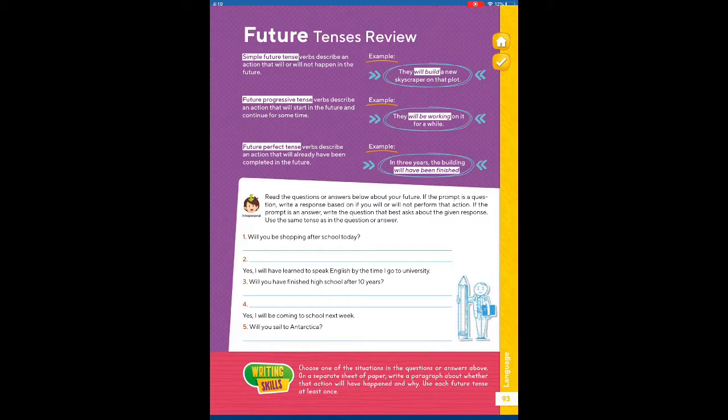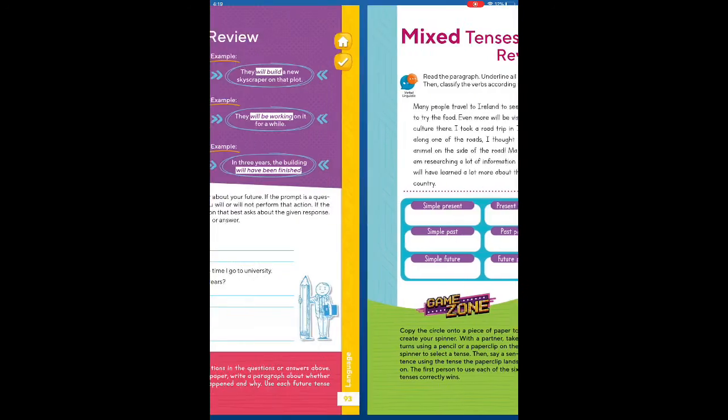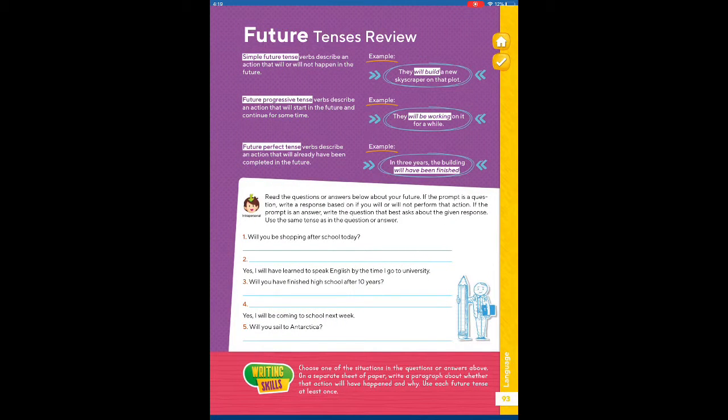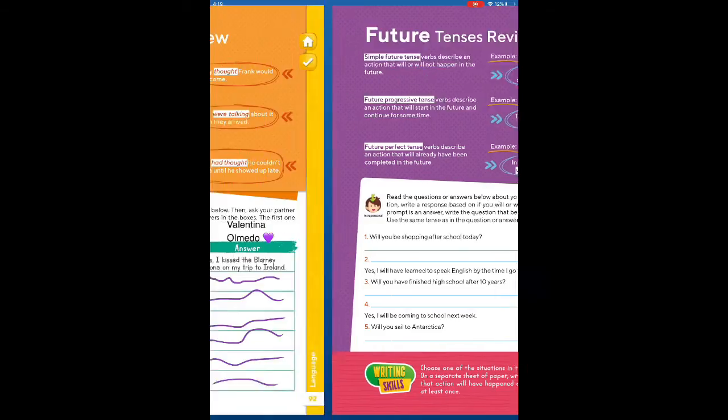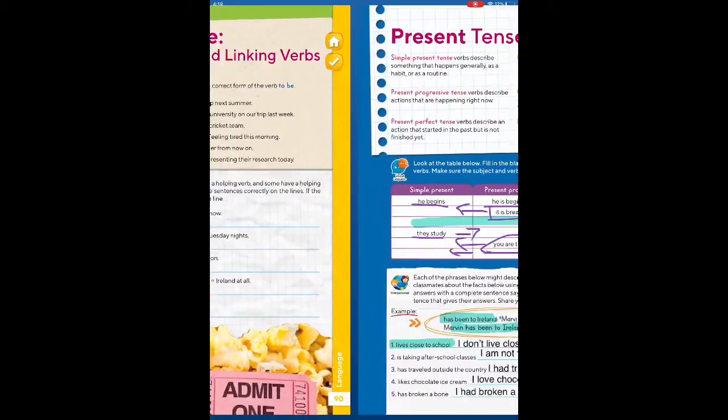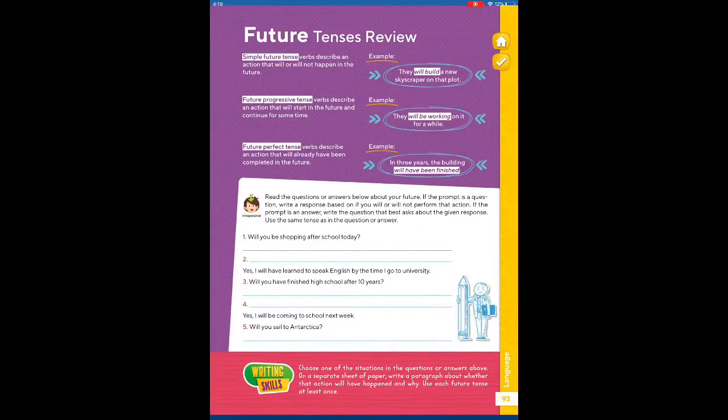Today Wednesday. We're going to see page 93 and page 94. Okay. So we're going to see a review of future tenses. We have seen present tense and past tenses, and now we're going to see future tenses review.